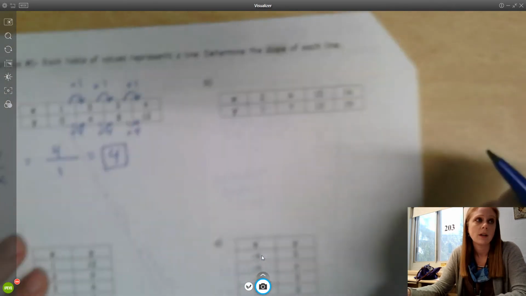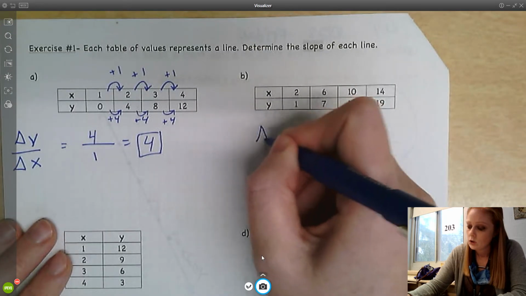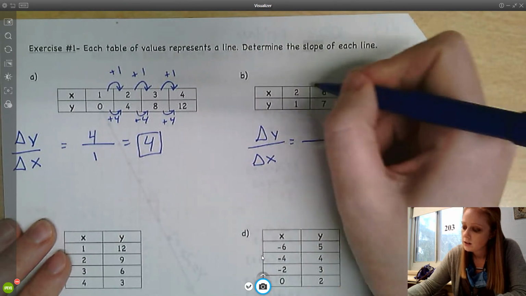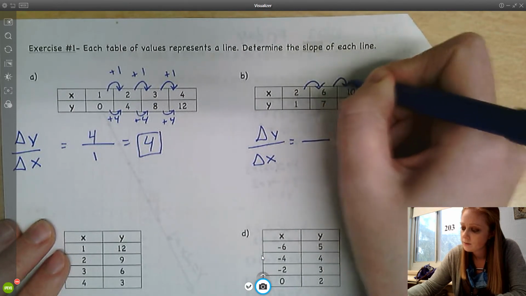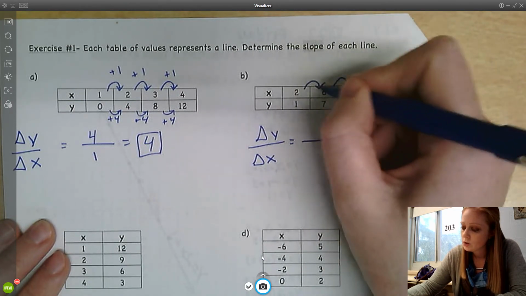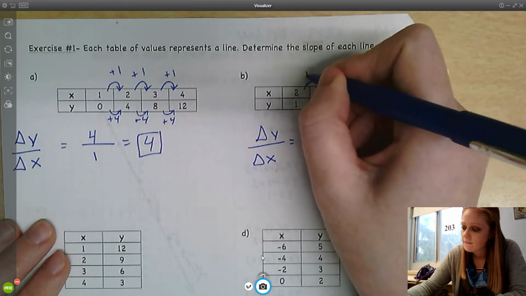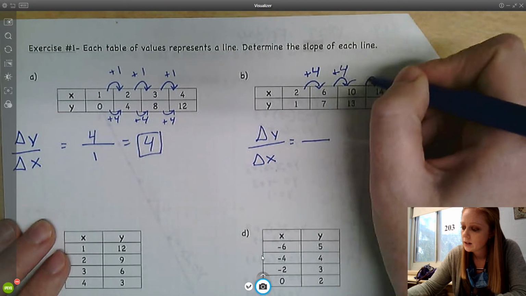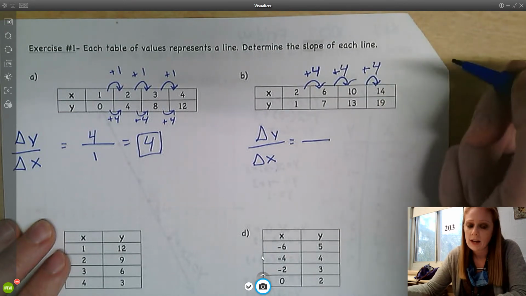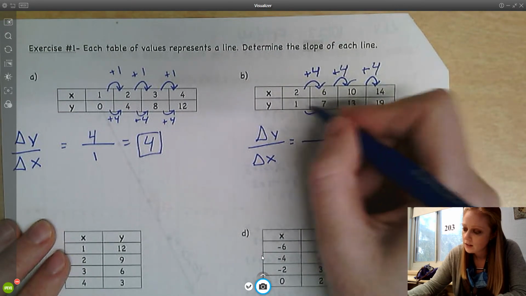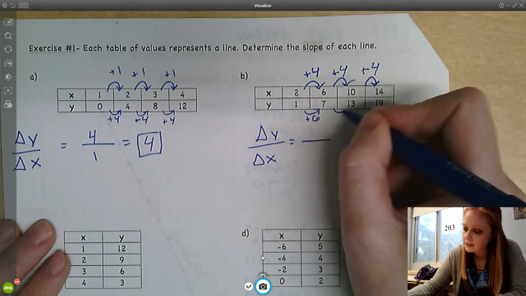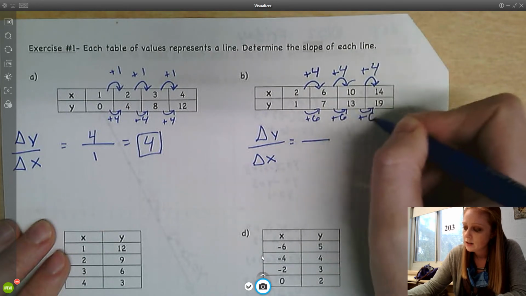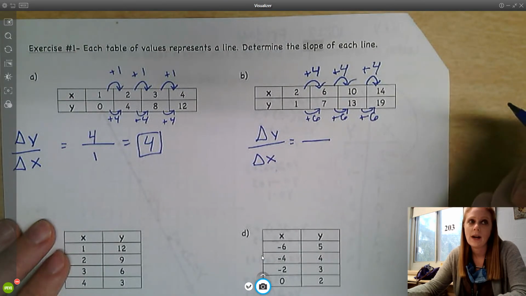Okay, let's look at B. Change in y over change in x. The change in x, 2 to 6, we have to add 4. To get from 6 to 10, we have to add 4. To get from 10 to 14, we have to add 4. To get from 1 to 7, we have to add 6. To get from 7 to 13, we have to add 6. To get from 13 to 19, we're adding 6.